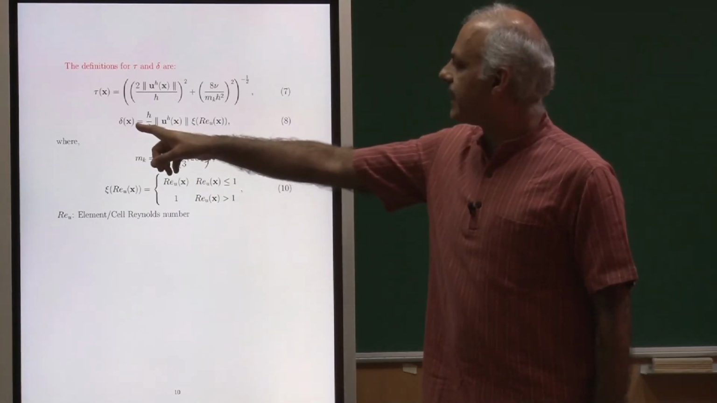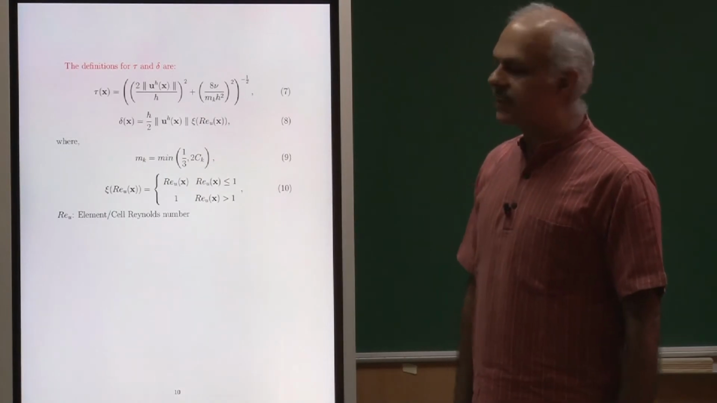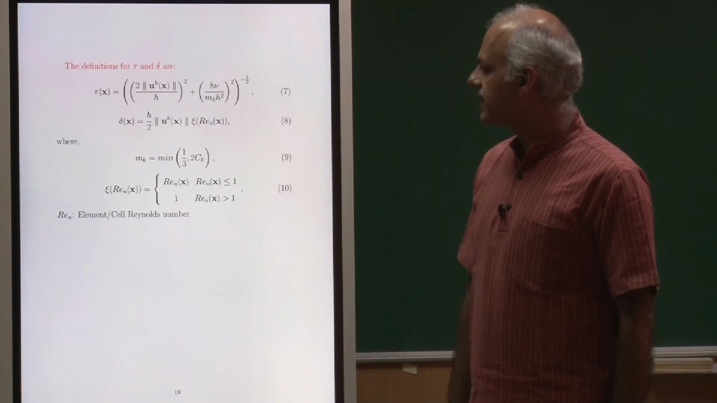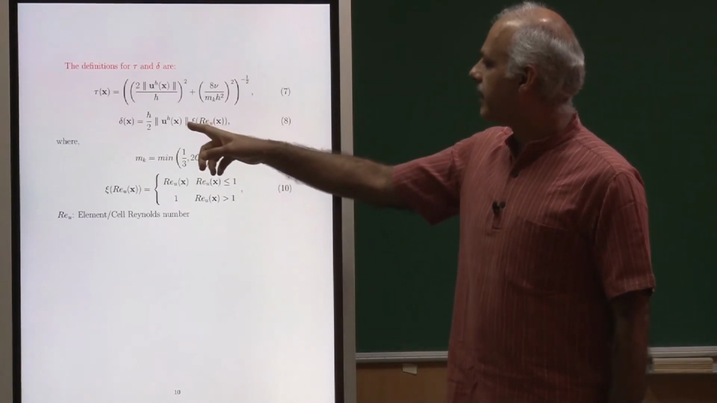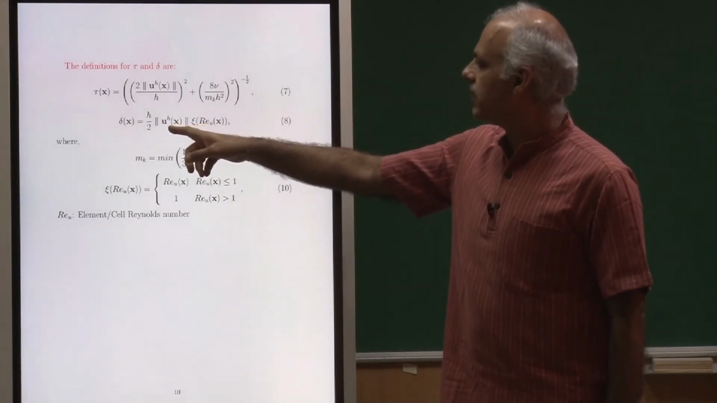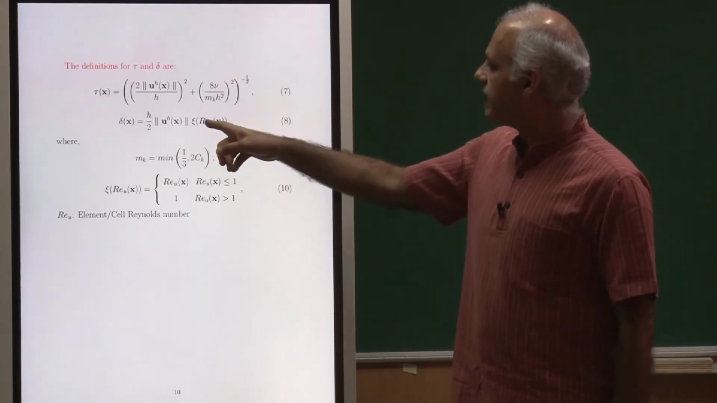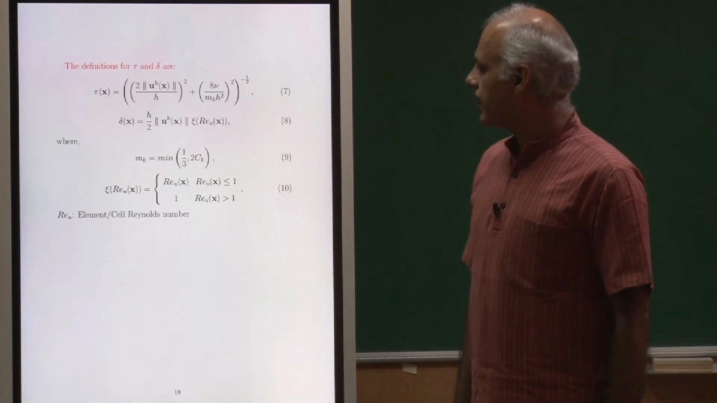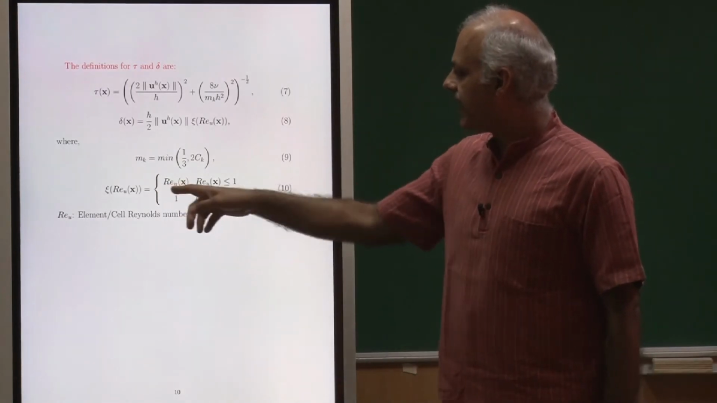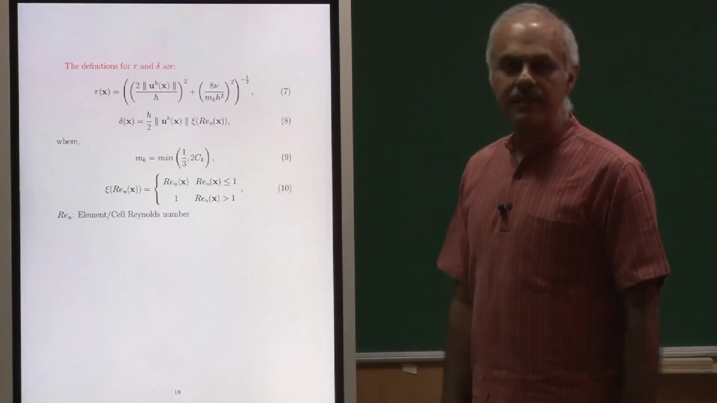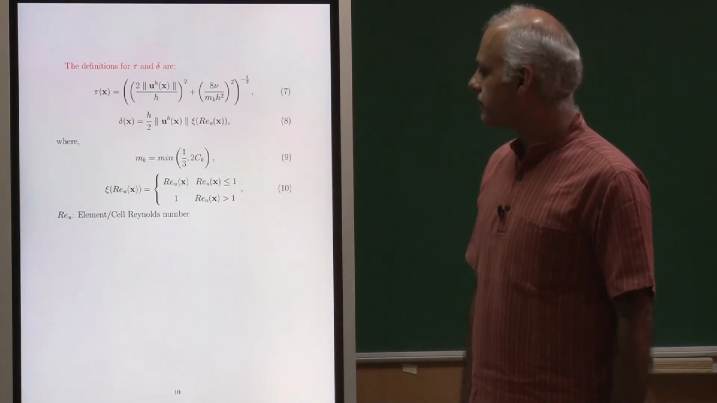Delta is the stabilization coefficient for the least squares term for the continuity equation, and that depends on h by 2 times the magnitude of the advection times this coefficient xi, and xi again depends on the Reynolds number. So, this is the double asymptotic limit that we had already talked about.